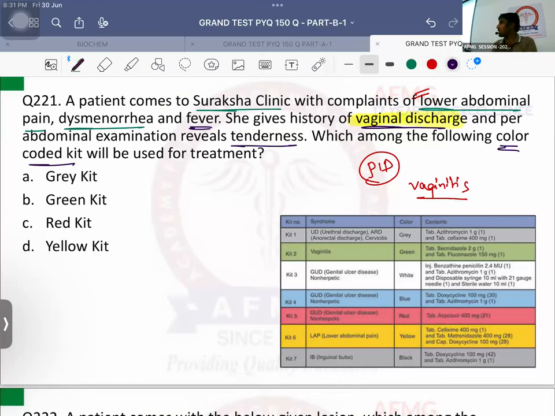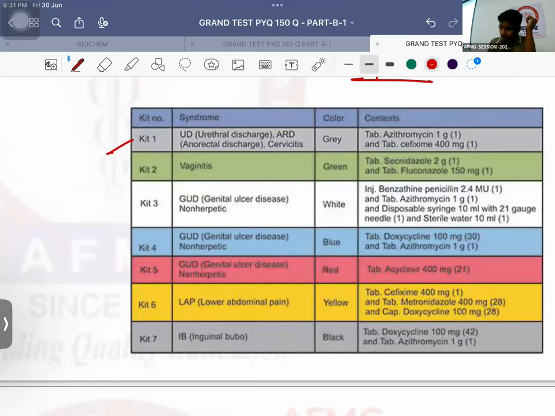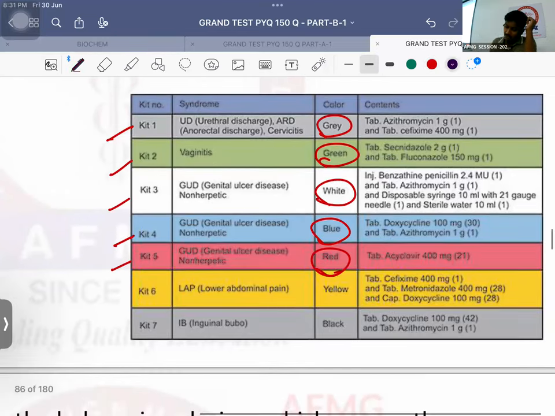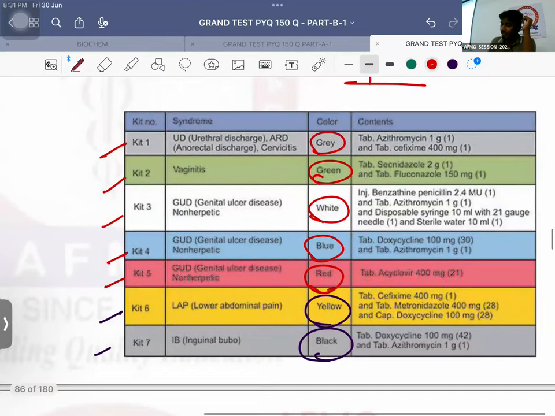If I talk about a Suraksha clinic, which kind of services will it provide? STI or RTI services. Syndromic or definitive management? Only syndromic management based on these STD color-coded kits. How many are there? Seven. Kit 1 is gray color. Kit 2 is green color. Kits 3, 4 and 5, WBR. That is white, blue, red. Kit 6, yellow. Kit 7, black. Important is kit 1, that is the gray color kit, can be used for any type of discharge except vaginal discharge.